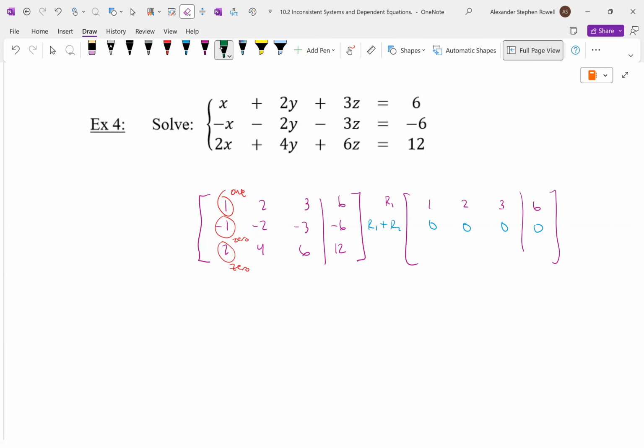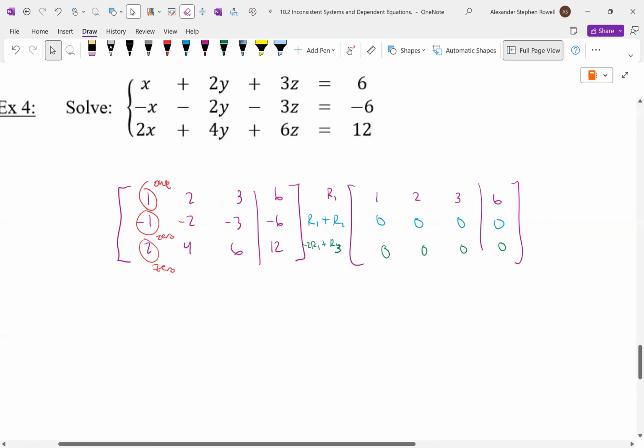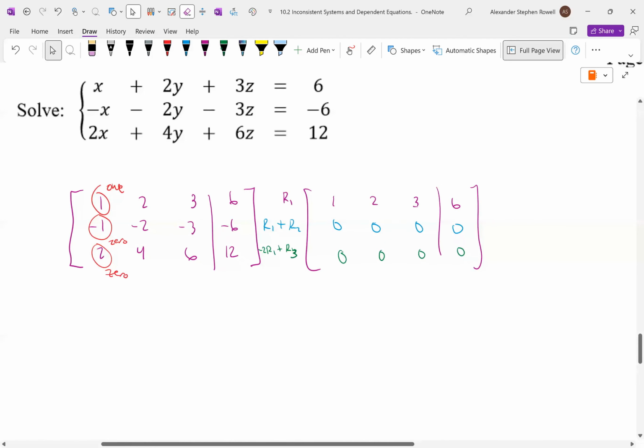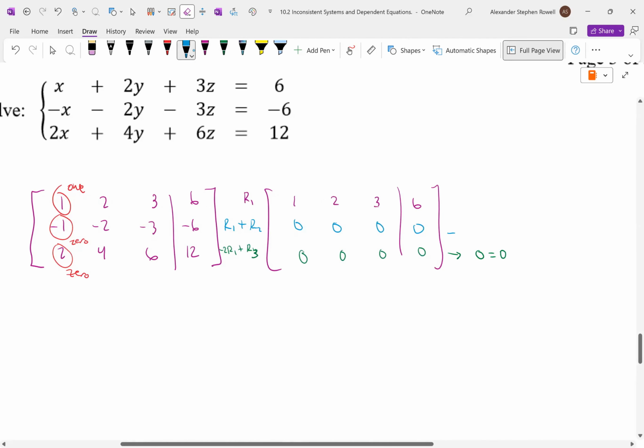What should we do on the bottom? We must include row 3, right? Yeah, -2 R1 plus R3. Or we can do R2 plus R3. In either case, what do we get? 0, 0, 0, 0. Okay, so this is a little different than the last problem, but that makes life easy. 0 equals 0, or x plus 2y plus 3z is equal to 6.